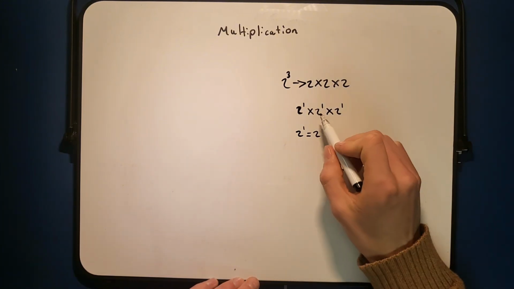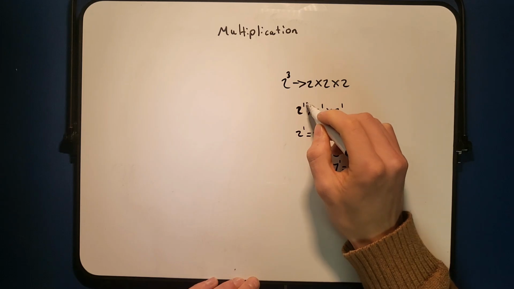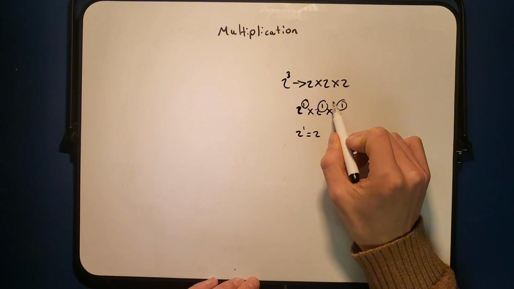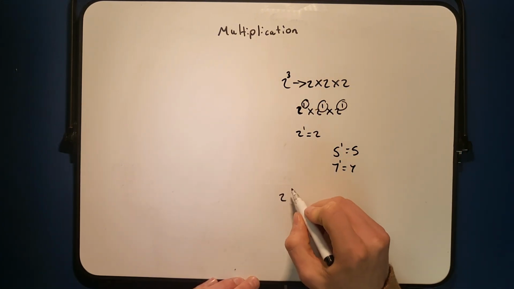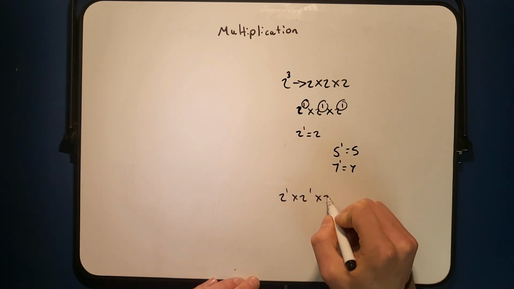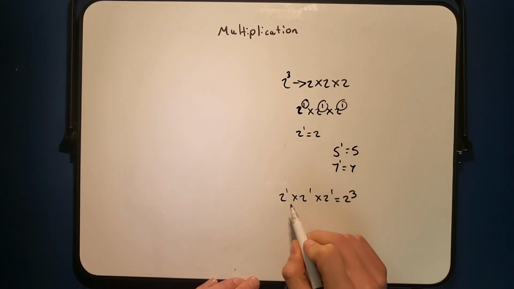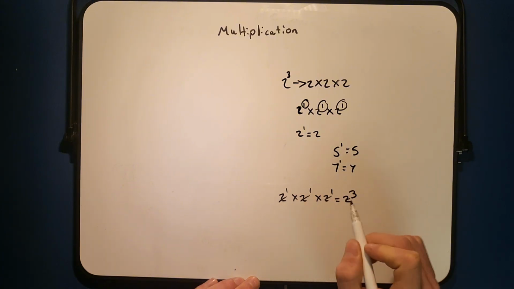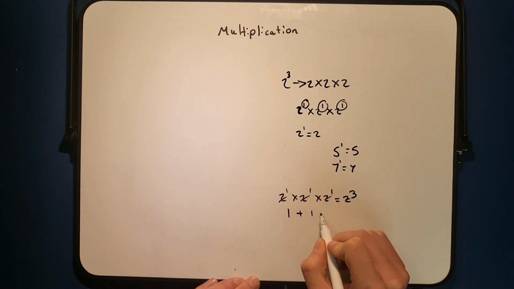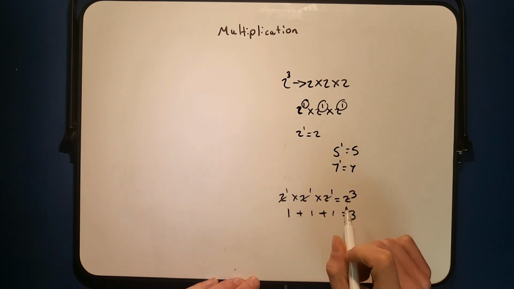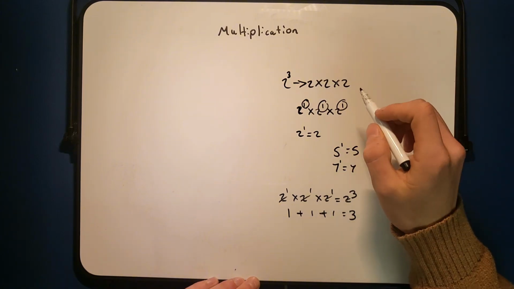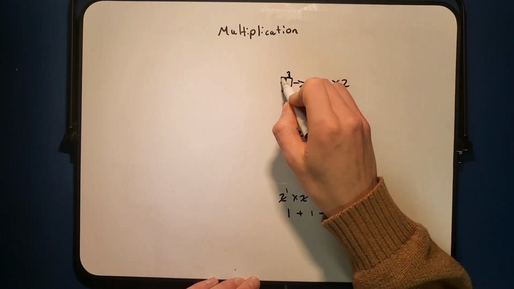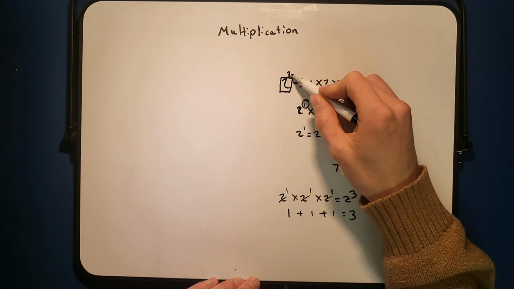Now, as you can see, these indices, these powers, which are these numbers, they will give us 3. So it will be 2 to the 1 times 2 to the 1 times 2 to the 1 is equal to 2 cubed. And if we remove all these 2's, we can see that 1 plus 1 plus 1 is equal to 3. So that is our very first rule. When we multiply two numbers that have the same base, so the same number here, we add the powers.